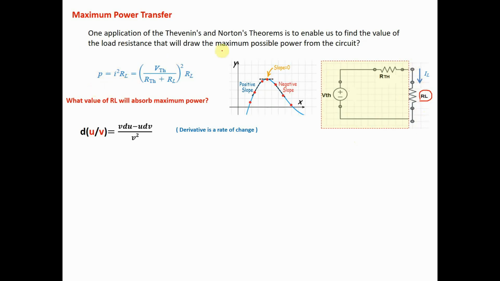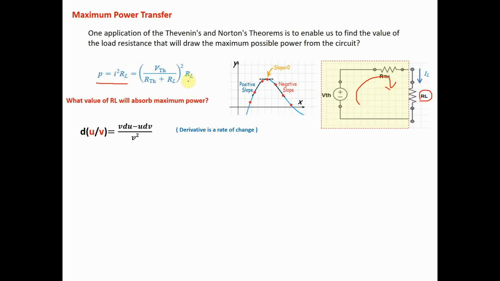What is the equation for power? Power is I squared R, right? And from this circuit, we know that I, the current flowing here, is equal to VTH over RTH plus RL, which is squared here. So, I squared, we square it and multiply by RL.